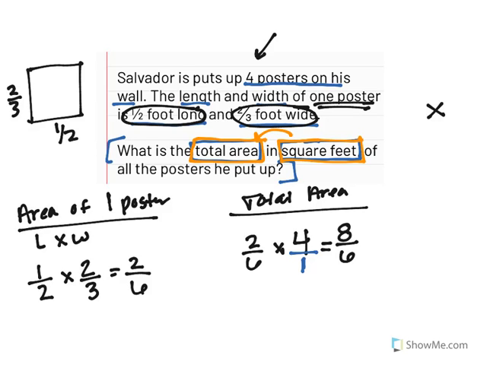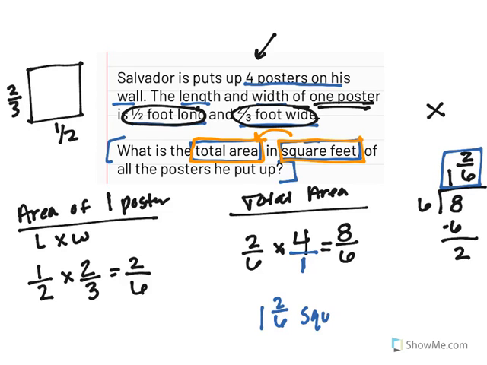This is an improper fraction that I now need to convert to a mixed number. So we do that by taking numerator divided by denominator. 6 goes into 8 one time, and I write my remainder as a fraction. So the total area of all 4 posters is 1 and 2/6 square feet.